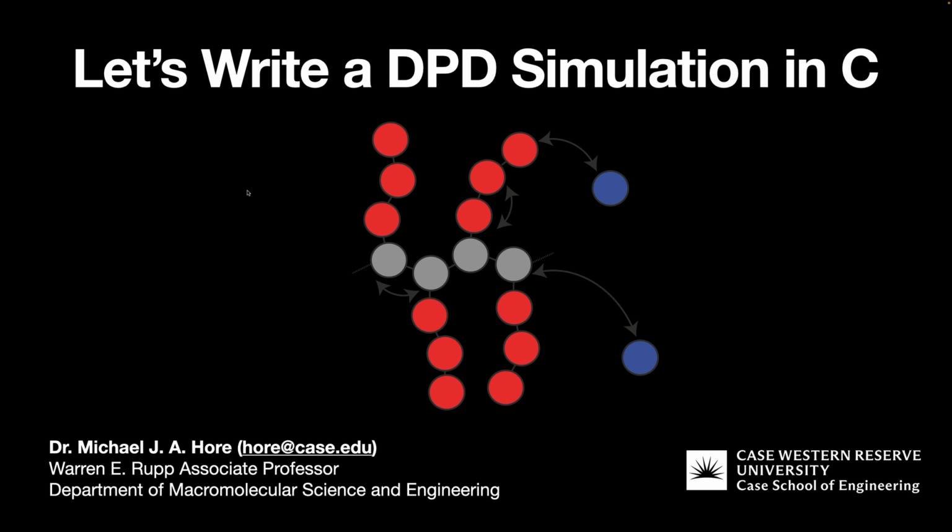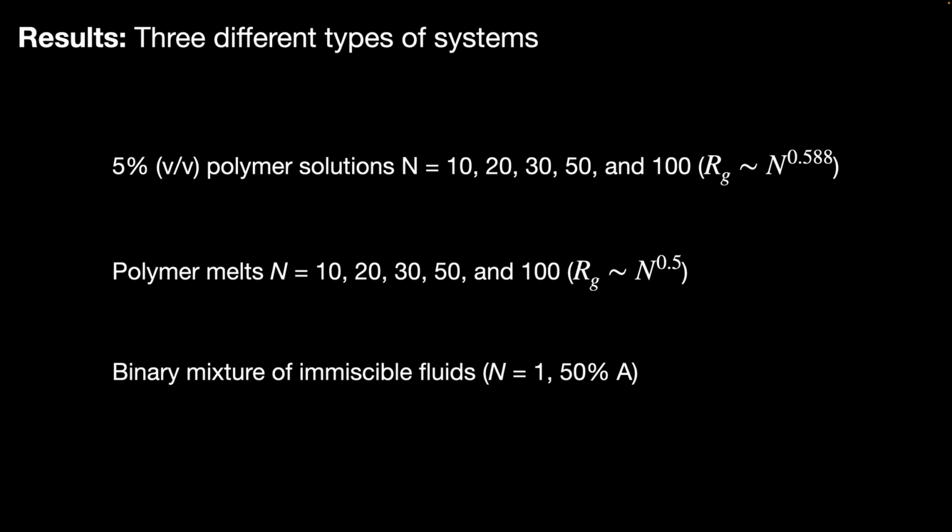After the last video, I took our completed code, which is now available on GitHub for you to check out, and ran simulations for a couple of different systems to look at whether or not the results of our DPD simulation make sense, keeping in mind what we know about polymer physics, our classical polymer physics theories. So I ran 3 different types of systems, which amounted to 11 different simulations.